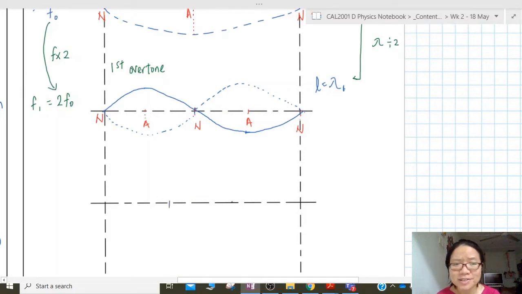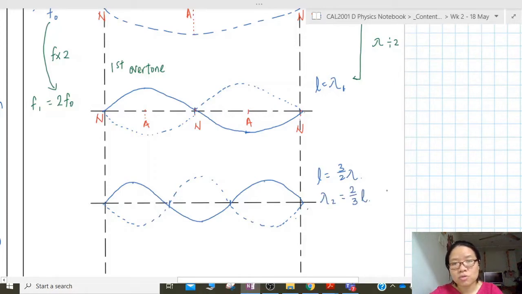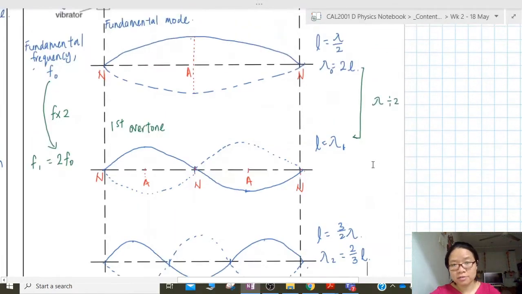Okay, what about the next one? So the next one, we fit another half a wavelength in. So we just keep adding half a wavelength, guys, because both ends have to be nodes. Okay, so this is the next possibility. And again, now L will be equal to 3 lambda over 2 because there are 3 halves. So lambda is 2L over 3, which is the initial value of lambda divided by 3.